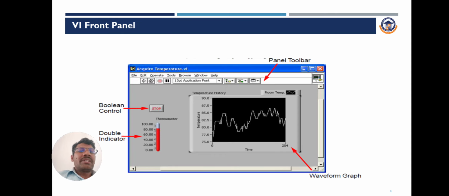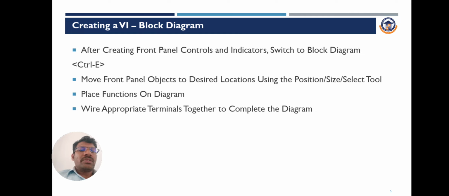For creating a virtual instrument, we need to create front panel controls and indicators. By pressing Ctrl+E, we can switch to the block diagram. Then we have to move the front panel objects to the desired position. We keep the particular tables or blocks in position, and using the sizing tool, positioning tool or select tool, we can place them in the virtual instrument block.